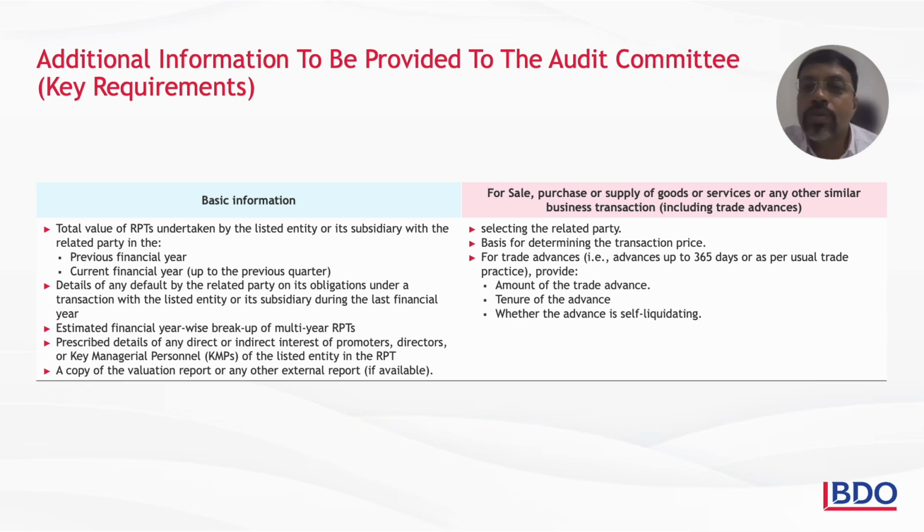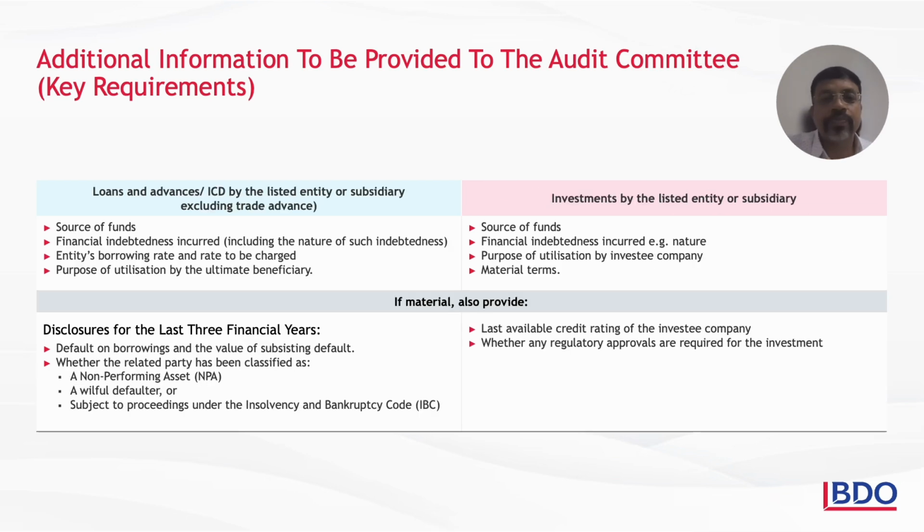Now, if we move on to part B, there are 7 specified categories covered here. The first one is about sale, purchase, or supply of goods and services. In this case, how is the related party selected? Then the basis for determining the transaction price. And in case there are trade advances, the amount of the advance, the tenure of the advance, and whether the advance is self-liquidating or not must be provided as a minimum set of information to the audit committee.